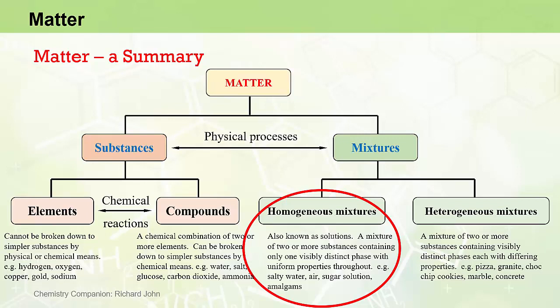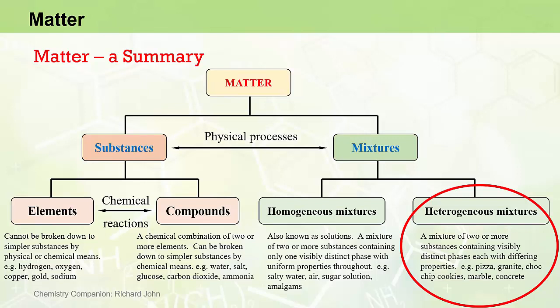varying properties. Examples of solutions or homogeneous mixtures include seawater, clean air, some well-mixed beverages such as tea or coffee or sugared solutions, and metal-metal solutions known as amalgams.